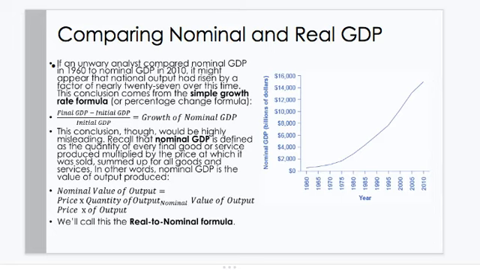This conclusion, though, would be highly misleading. Recall that nominal GDP is defined as the quantity of every final good or service produced multiplied by the price at which it was sold, summed up for all goods and services. In other words, nominal GDP is the value of output produced. Nominal value of output equals price times quantity of output. We'll call this the real to nominal formula.